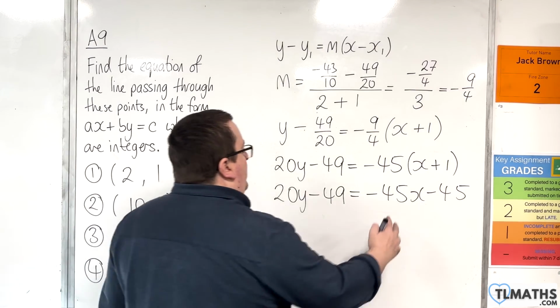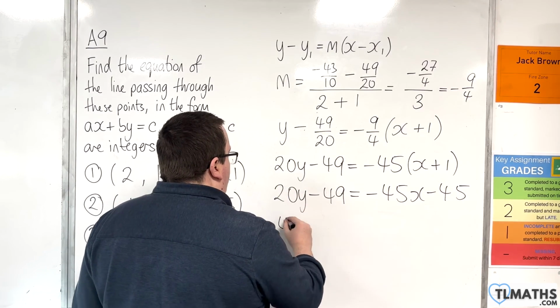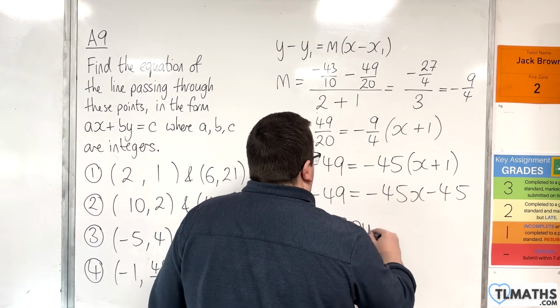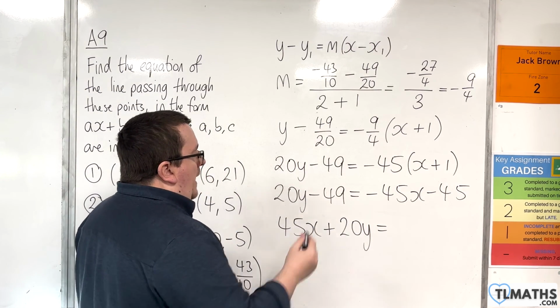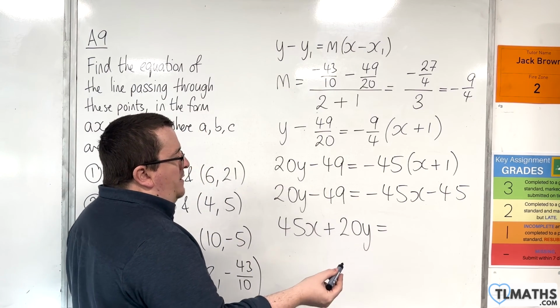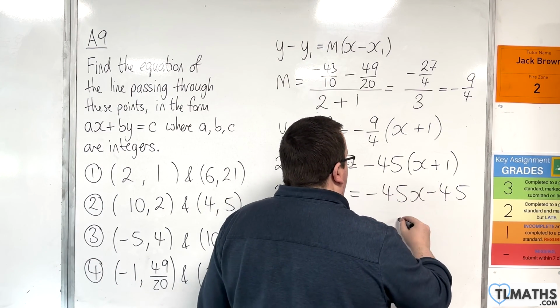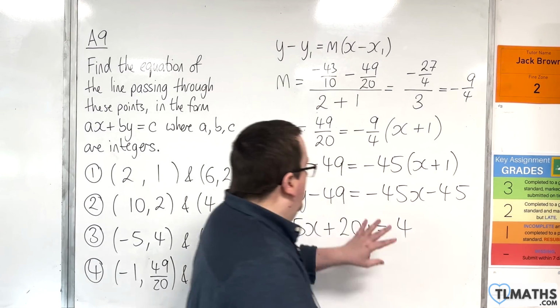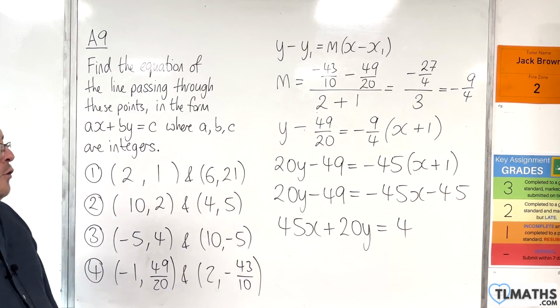Okay, so now add the 45x to the left-hand side, keep the 20y where it is, and then add 49 to both sides. So minus 45 plus 49 is 4. And so that is the equation of the line in the format that I want.